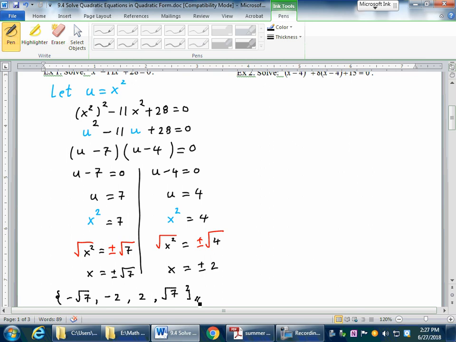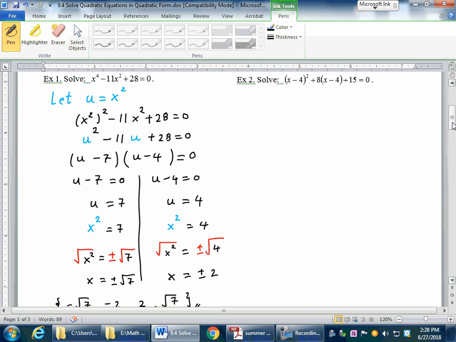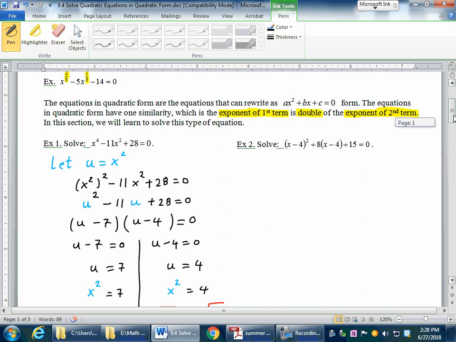From now on, all the problems will follow the same process. But on the test, what you need to do is recognize whether it is quadratic in form or not. Once again, how do we recognize quadratic in form? The exponent of the first term must be double the exponent of the second term.